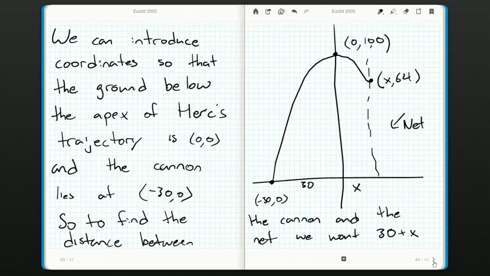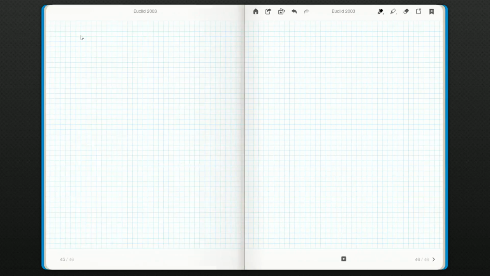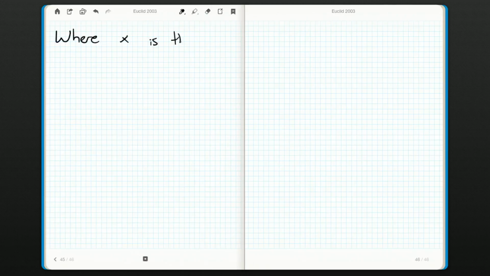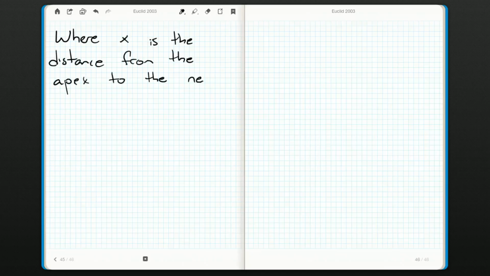Okay, we might want to explain what x is. Where x is the distance from the apex to the net along the ground. Not, say, measuring the curve from the top to the net. Okay.